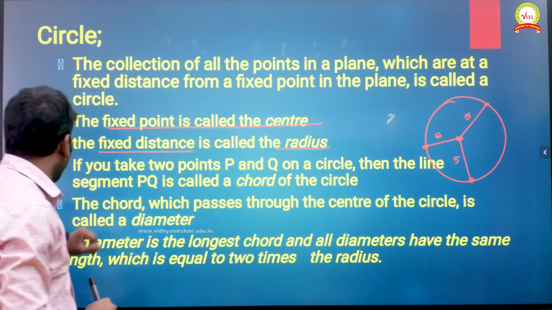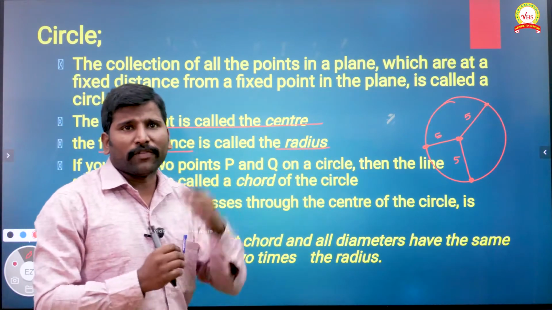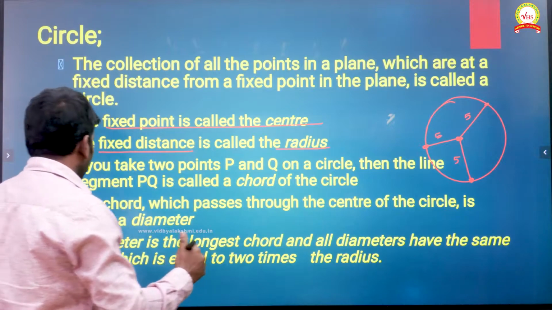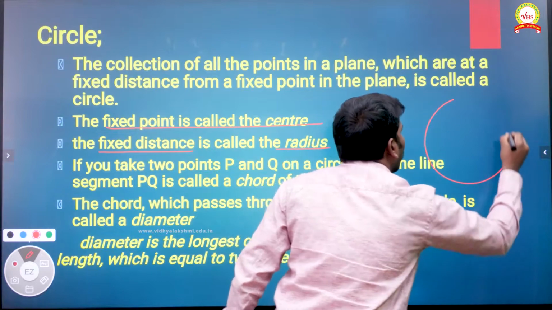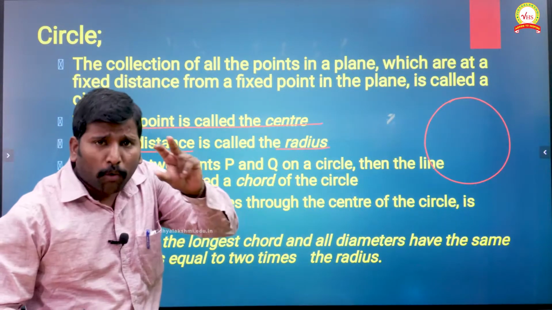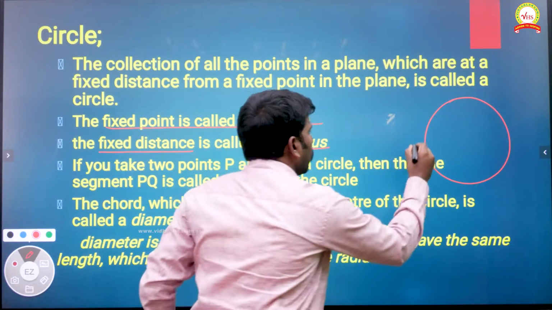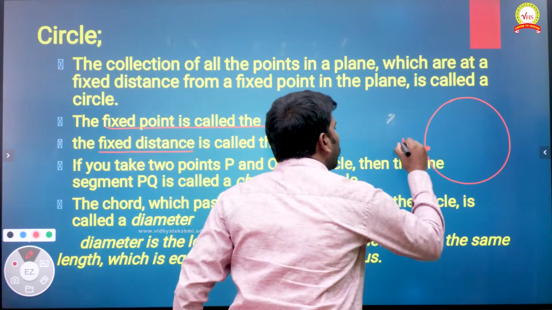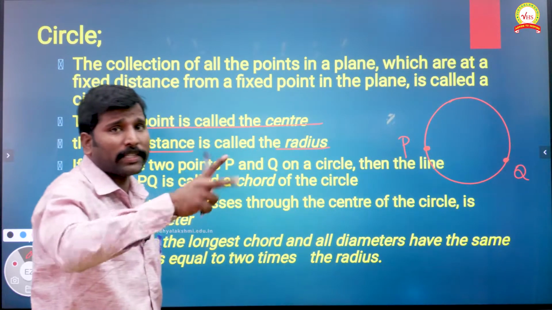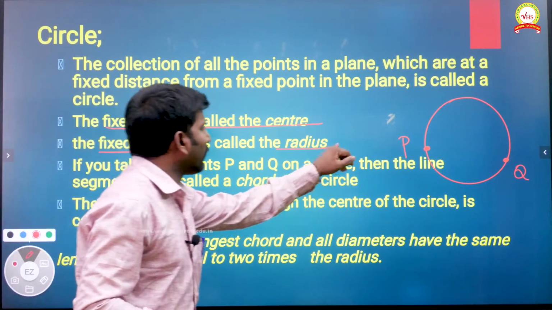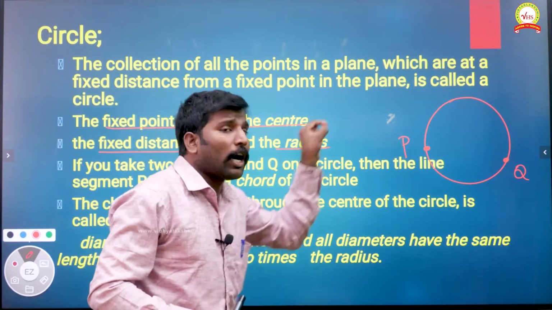Okay, next we are going. If you take two points P and Q on a circle, I will show you in another diagram. Suppose I am taking another circle. Now I am going to take two points, one is P and another is Q, on the circle. This is the P point I am taking, and this is the Q point. That is my wish. Then the line segment PQ is called a chord of the circle.